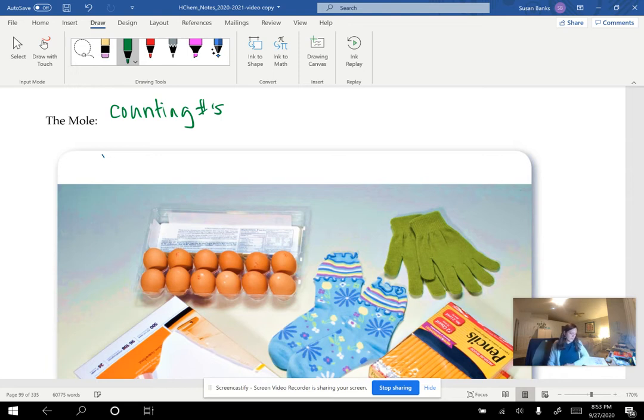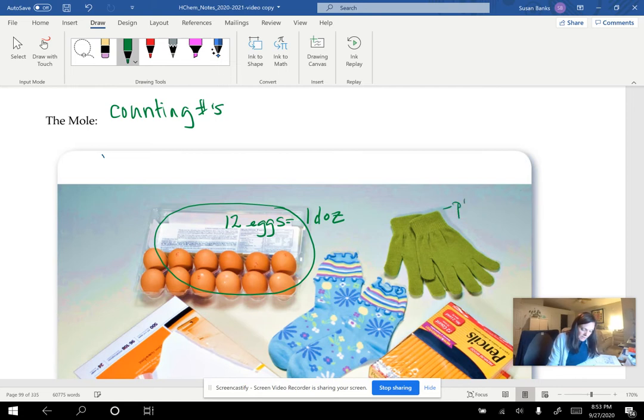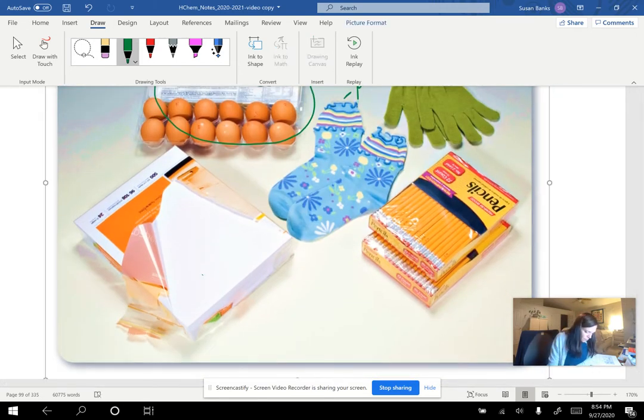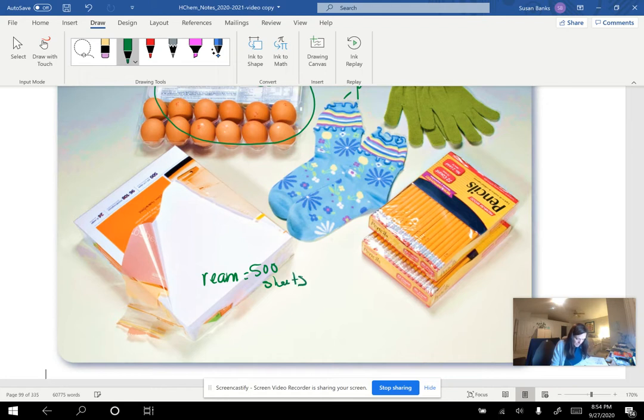Think about this. If I have a dozen eggs and I ask you to go to the store and get me a dozen eggs, I'm going to be expecting 12 eggs. That's a dozen. A pair of gloves gives me 2 gloves. A pair of socks gives me 2 socks. When I buy paper, I get a ream of paper. And a ream of paper is 500 sheets of paper.